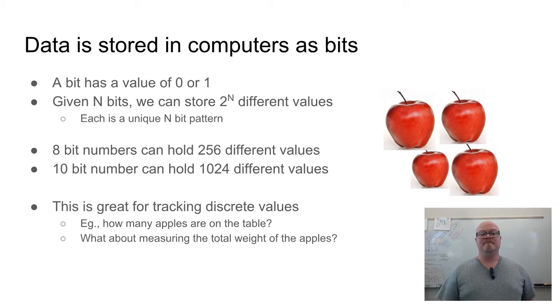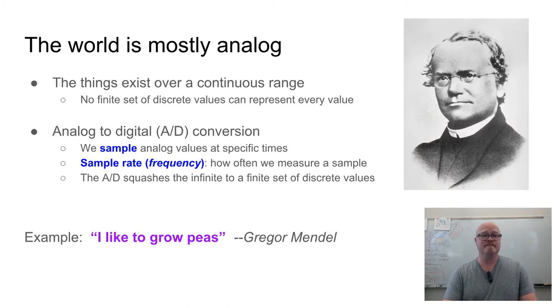Now that's great, but if we wanted to measure something more specific about the total amount of apple we have, we might ask a question like, how much is the total weight of the apples on the table? And at this point, we get into a different realm. We're no longer in the discrete realm. We are in the analog realm. And the world is mostly analog. Obviously, since we just had a discrete example, it is not totally analog, but it is mostly analog. And this effectively just means that things exist over some continuous range.